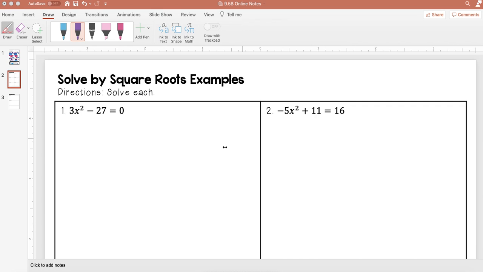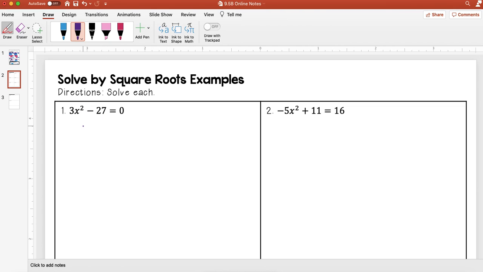Okay, so now we're going to go ahead and do some examples solving by square roots. So looking at this first one, I know I can solve by square roots because I do not have my x term, my bx term. I have my x squared, I have just a number, but I don't have my x term. So that means I can solve by square roots. If I did have the x term, I couldn't solve it using this method.